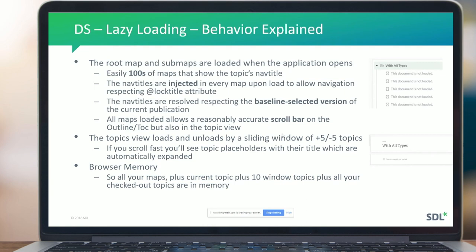And as Kate demonstrated, we do a +5, -5 topics, so that you can do smooth scrolling. And if you scroll further down your publication, we also start to unload to keep the pressure of the memory of your browser down. Of course, if you start editing topics, we don't unload those. Everything which is checked out in edit mode is maintained open and is skipped for unloading.